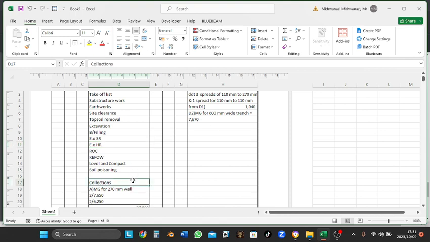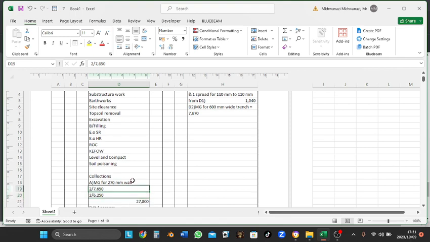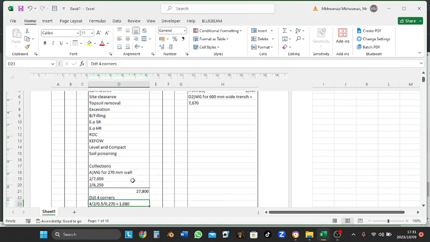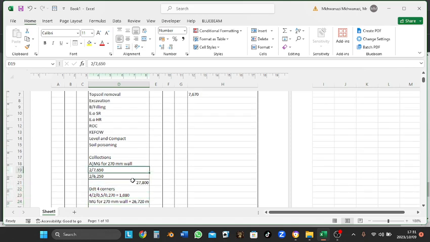And now we're starting with our collections. What we did, we're calculating the mean gap for the 270 millimeters wall. To calculate the mean gap for the 270 millimeters wall, we have to take the length multiplied by 2, and then the width multiplied by 2, and then we get this. Remember, this is the perimeter, it's not the center line.